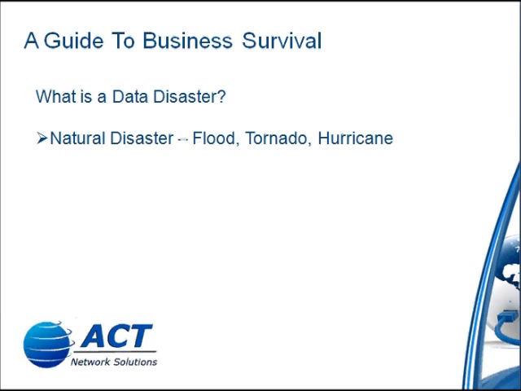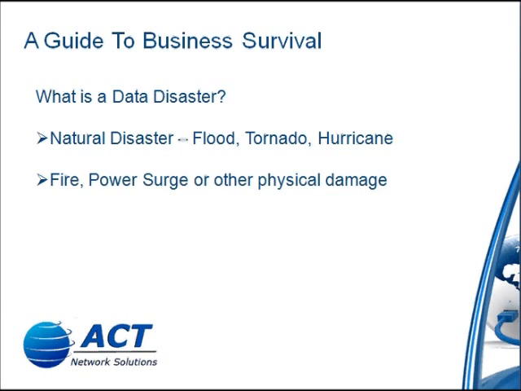Obviously, it's a natural disaster: flood, tornado, hurricane. The recent disaster in Joplin, Missouri, is a prime example of a natural disaster that just wiped out a town and all the businesses inside of it. But it could also be a fire or a power surge that knocks out all the electronics in your building, or any other physical damage that jeopardizes your facility. It might be a server failure or a hard drive failure within that server. When a hard drive fails, it's very, very difficult to get the data that's on it recovered effectively.